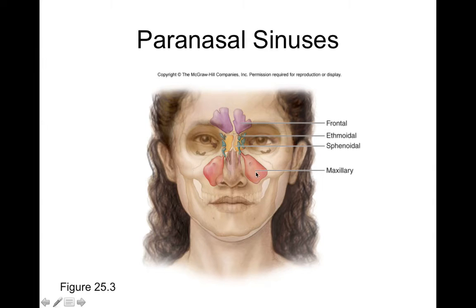Now they're found in the maxilla just superior to the upper molars. In fact, it's common for people to believe they have a tooth infection when it's actually a sinus infection, because the sinus is so close to that tooth, the pain can feel like it's coming from a tooth when it's actually coming from the sinus.